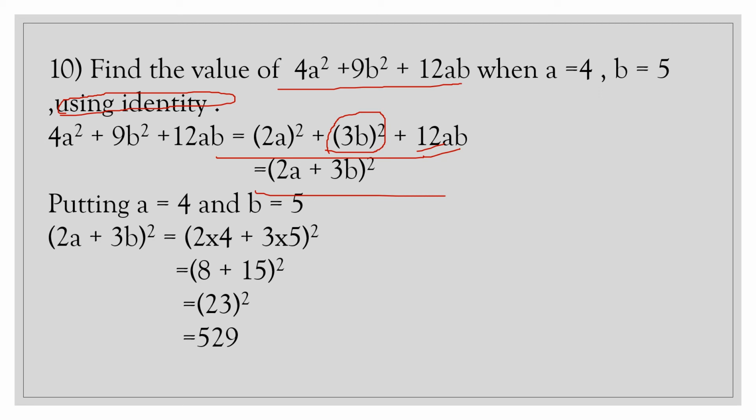Now you can put a equal to 4 and b equal to 5. So 2a plus 3b whole square is equal to, in bracket, 2 into 4, because we are putting the value of a as well as of b, plus 3 into 5, whole square. 8 plus 15 whole square, that is 23 whole square, is equal to 529. The speciality of this question is that you have to convert a trinomial as the square of a binomial.